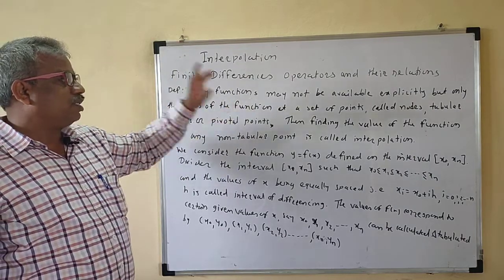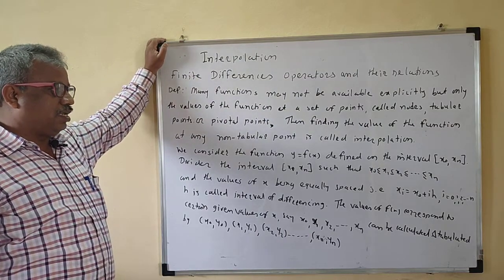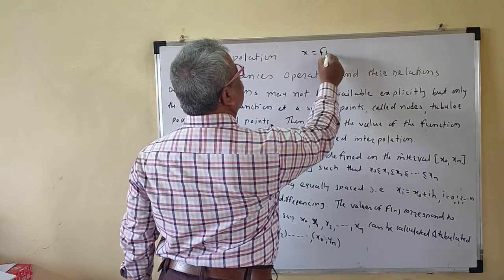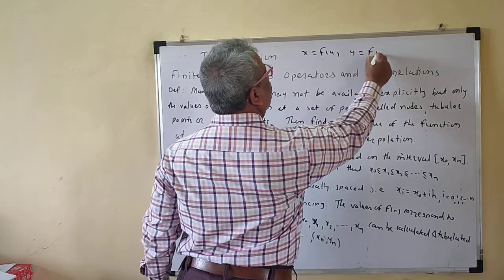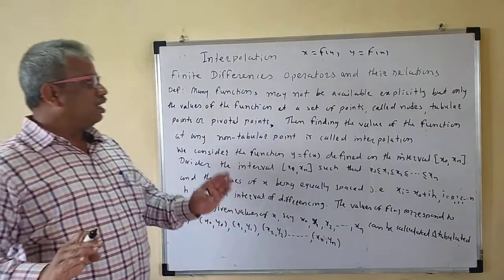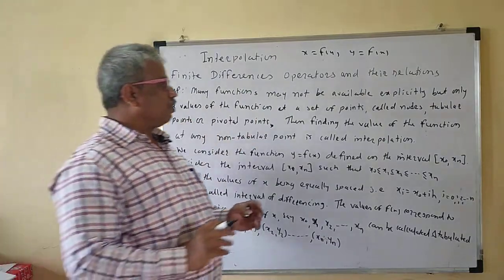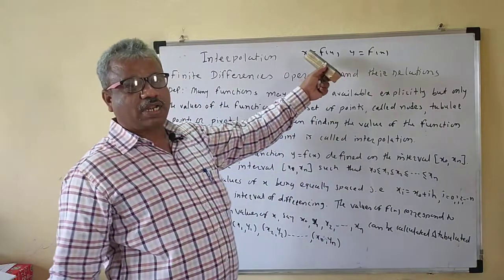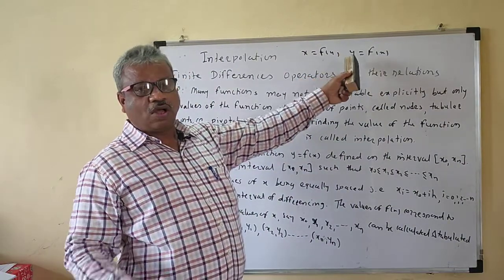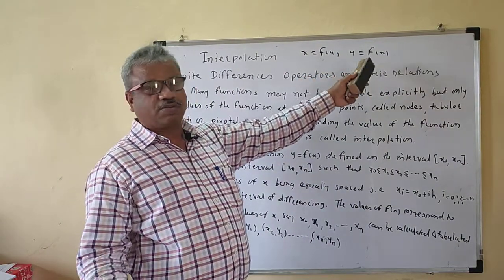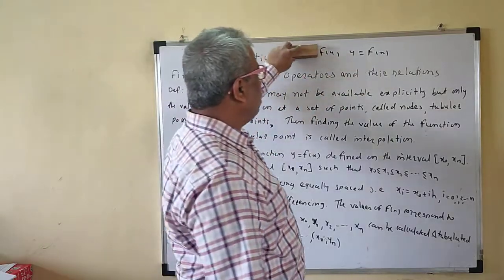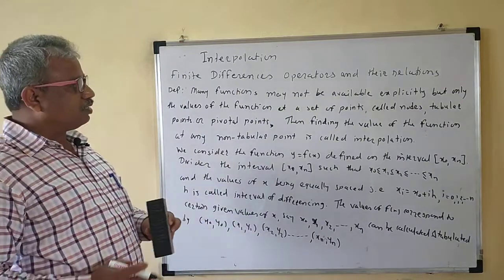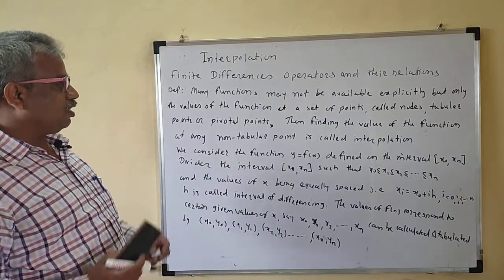Many functions may not be available explicitly. So what does explicitly mean? You cannot express x as a function of y, or y as a function of x. If you express x in terms of y, or y as a function of x, then it is called an explicit function. If you cannot do this, then it is not an explicit function.